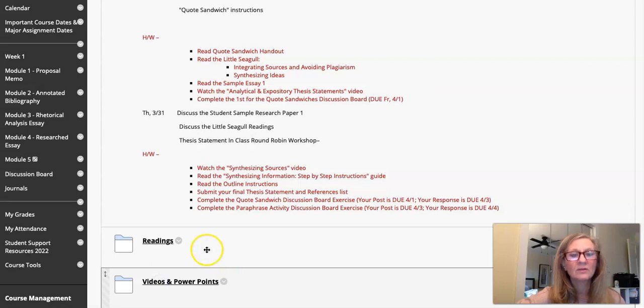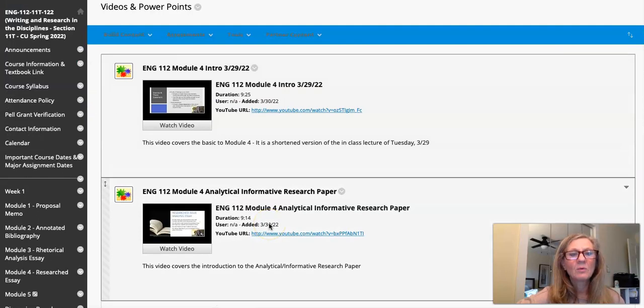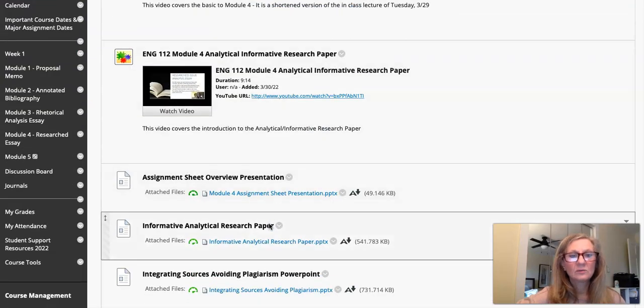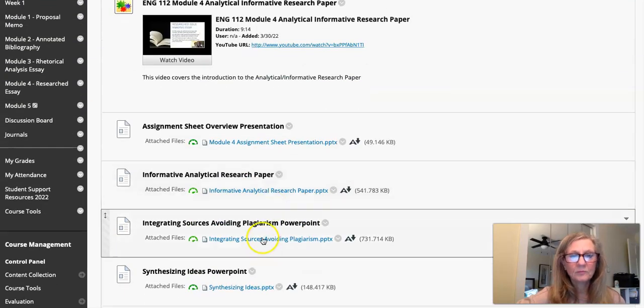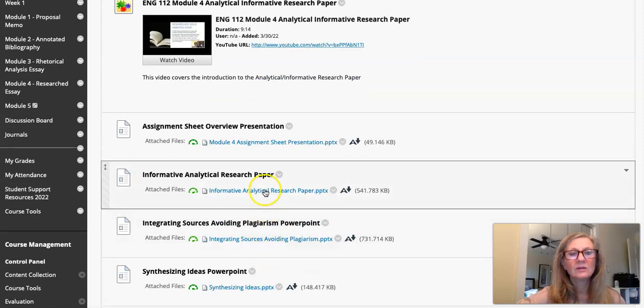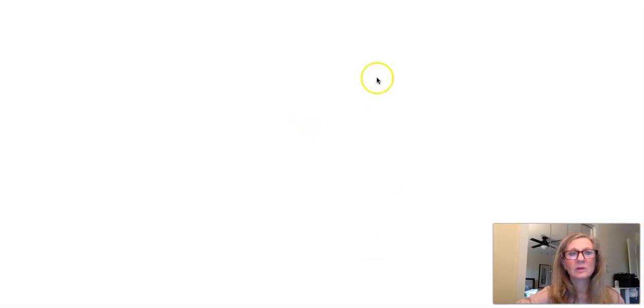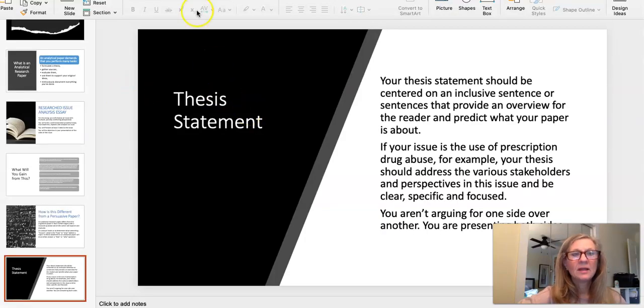So if we go back to the PowerPoint on this research paper, we're going to go back to this right here, the descriptive PowerPoint. Let me launch it. So in this PowerPoint, if you remember, there's a slide starting maybe 6 slides in. It's this slide that says thesis statement. So, and I will go over this again.